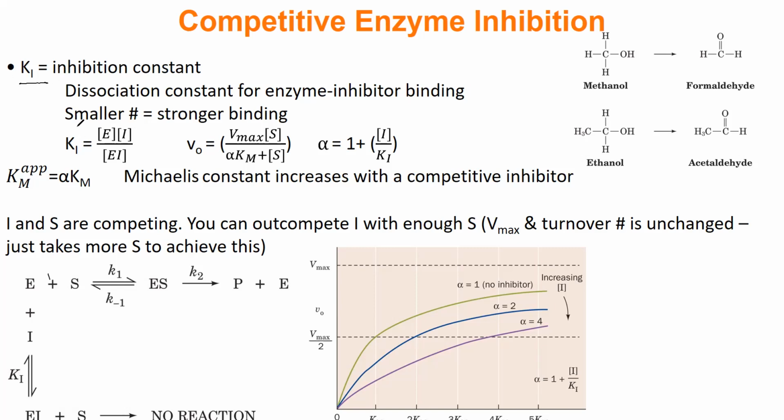And we can understand that because this is the formula for an inhibitor. If you don't remember your variables for the Michaelis-Menten equation, this E is free enzyme. This I is free inhibitor. Remember, brackets mean concentration. So concentration of free enzyme, free inhibitor. And this EI is the enzyme inhibitor complex.